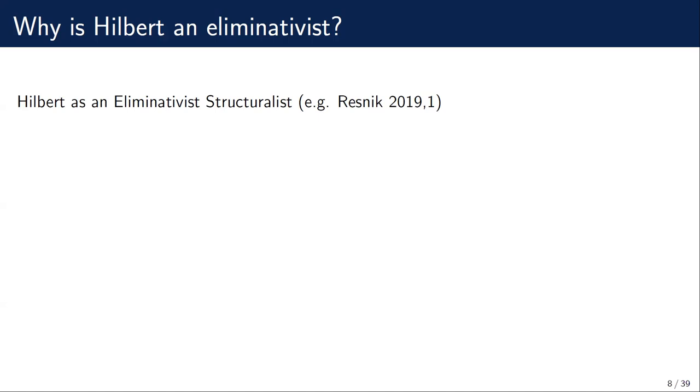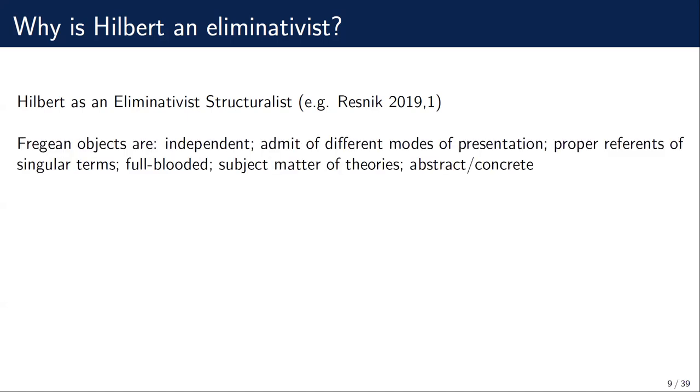Hilbert has been interpreted, for example by Resnik, as a straight down the line eliminativist. But I think the interest for us is really about what that means. And to answer that, I'll immediately give this definition. First of all, we have Fregean objects. A lot of you will know this, but what I mean by this is an object which is independent. It admits of different modes of presentation. It's a proper referent of a singular term. It's a full-blooded object, as Dummett likes to say.